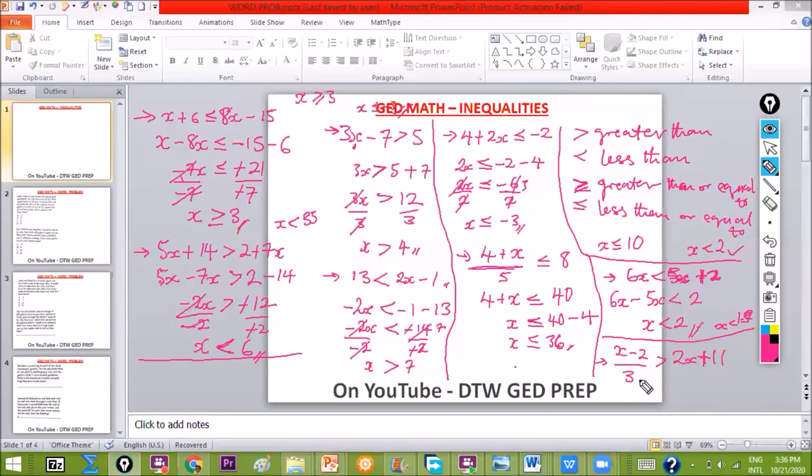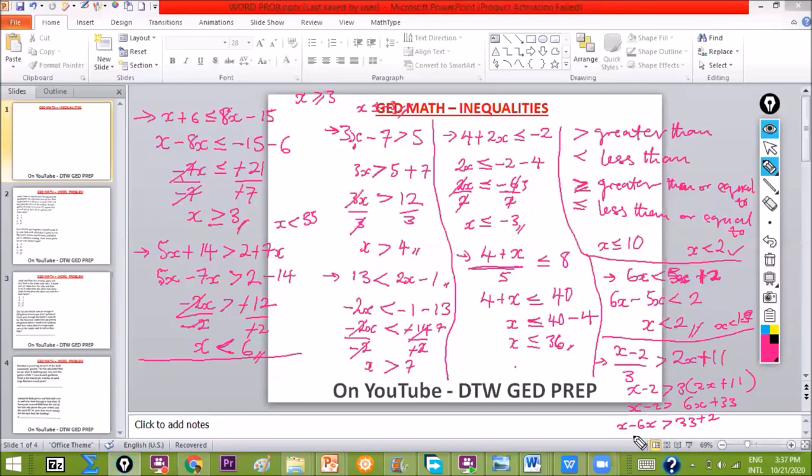We'll cross multiply. So this 3 will multiply everything here. So we have x minus 2 less than 3 bracket 2x plus 11. Let's open up the bracket here. 3 times this 2x will give us 6x, and 3 times this positive 11 will give us a positive 33. So we have x minus 2. Now we can take like terms, bring this 6x here, take this minus 2 here. So we have x, bringing 6x here, we have a negative 6x. This is a greater than sign. Then we have 33, taking minus 2 to this side, we have a plus 2.